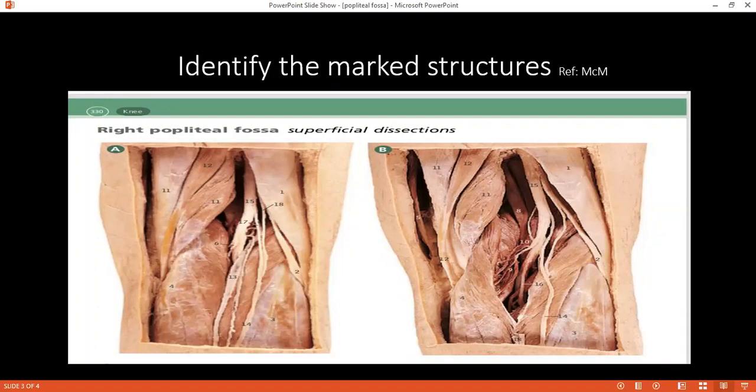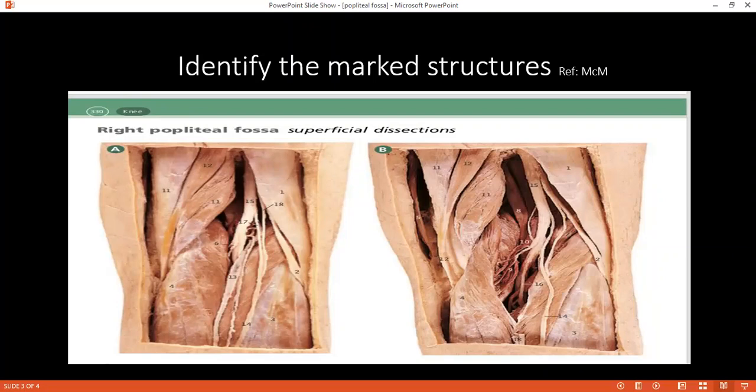Superior laterally, there is the biceps femoris. Superior medially, the semimembranosus and semitendinosus. Inferiorly, on the lateral side, the lateral head of gastrocnemius, and medially, the medial head of gastrocnemius. The roof is formed by the fascia, and the floor is formed by the posterior surface of the femur and popliteal muscle. What are the contents of the popliteal fossa?